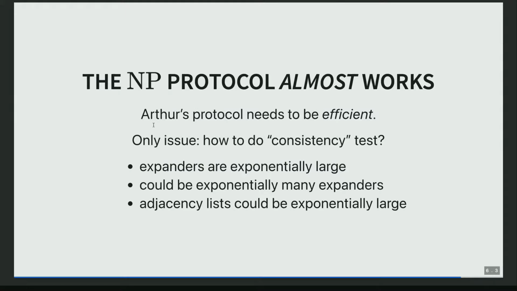The expanders could be exponentially large. That's because a variable could be involved in exponentially many constraints. There could be exponentially many expanders because those degrees could be of different sizes. And the adjacency list could also be exponentially large. So kind of the problem is all about representing the CSP instance and being able to traverse the CSP instance.